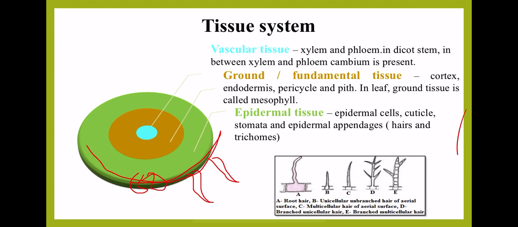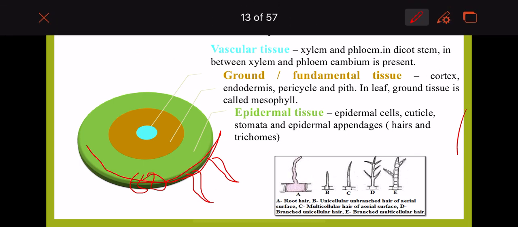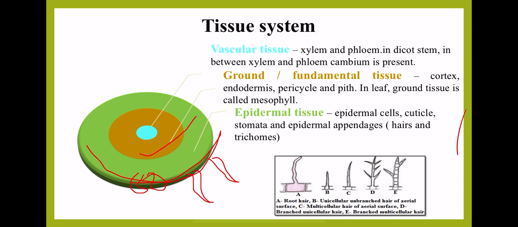Next comes the ground or fundamental tissue. Ground or fundamental tissue is present next to the epidermal tissue. Except vascular tissue and epidermal tissue, all tissue present within this tissue system is termed as ground or fundamental tissue, that is cortex, endodermis, pericycle and pith. In the leaf, ground tissue is called mesophyll.